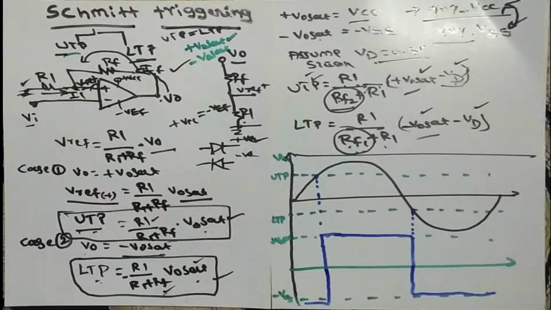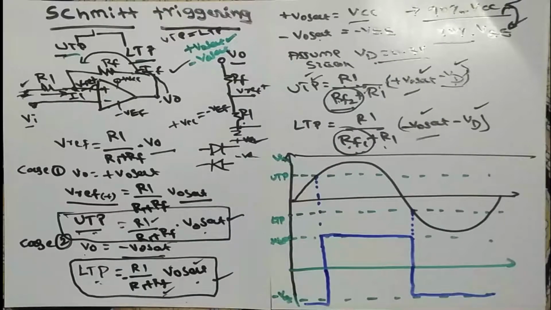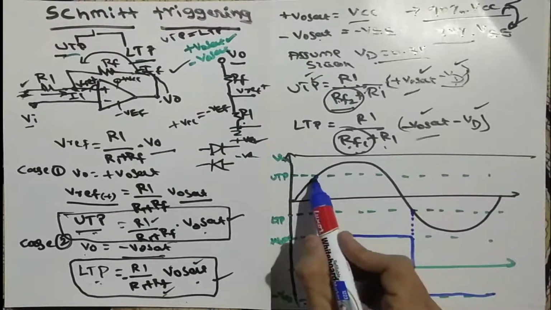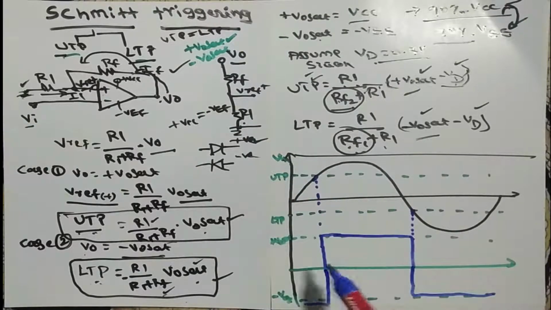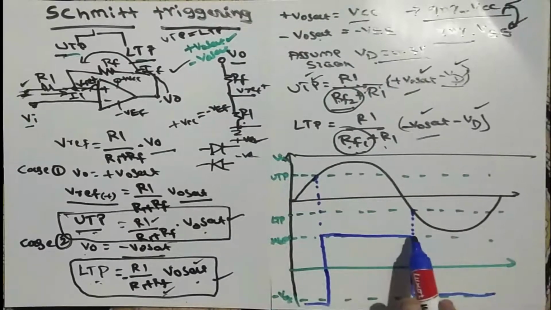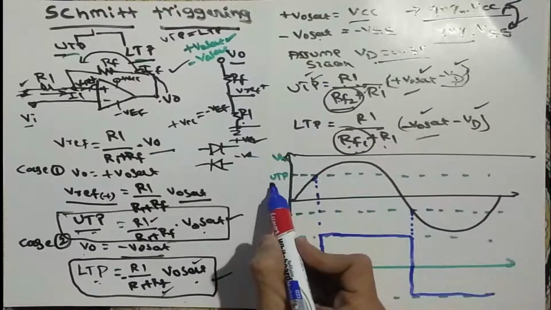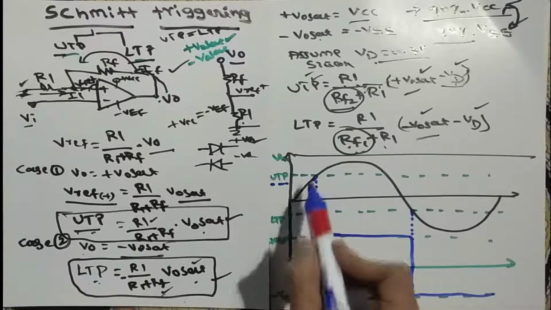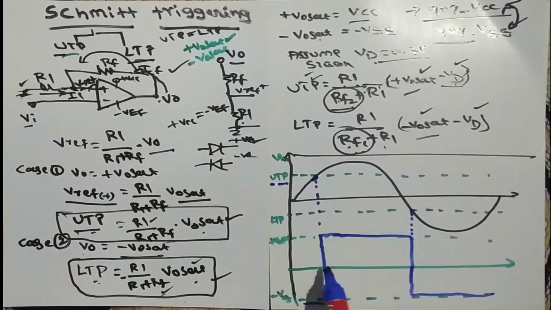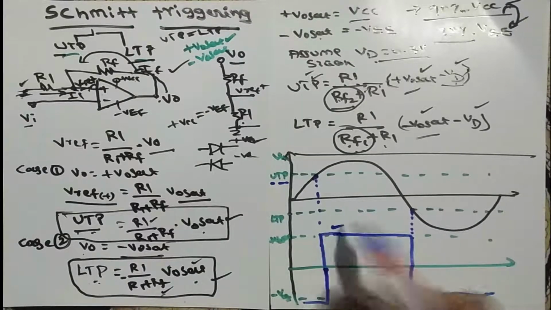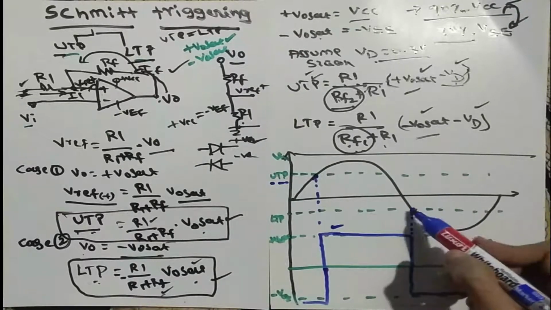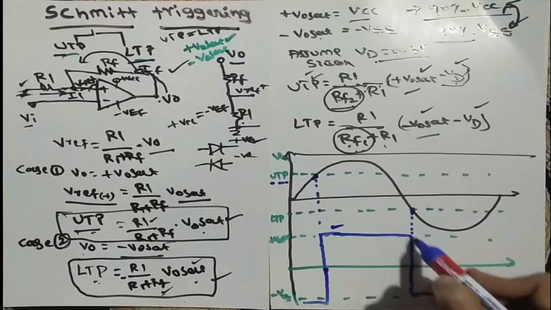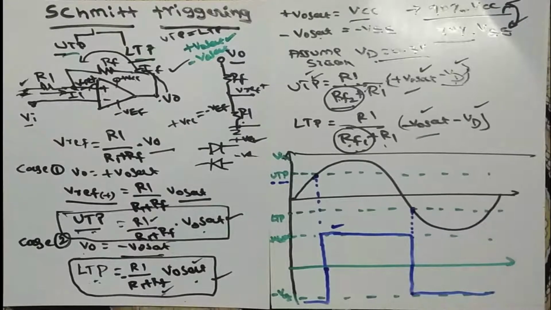This way we get the Schmitt trigger waveform. The thing you have to remember is that when UTP intersects with your input voltage, afterwards we get positive. Its name itself says upper trigger point: this is the point where the output is triggered to the upper portion. And when it reaches the lower trigger point, as the name says, it will trigger to the lower. So it is very easy to remember. This is the waveform for the Schmitt trigger.